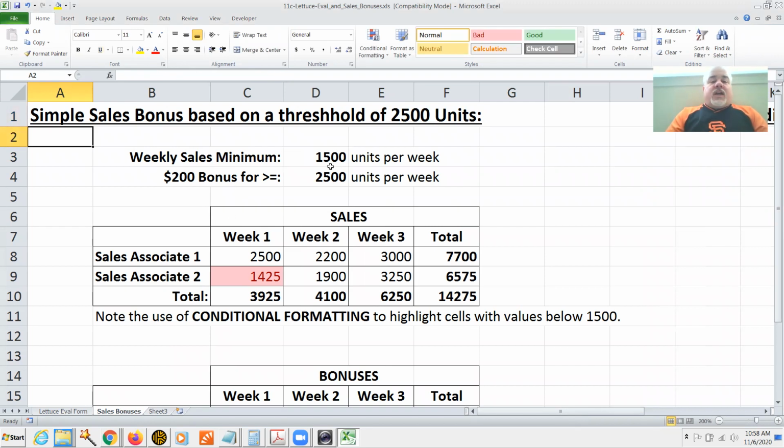So the weekly sales minimum is 1,500 units. For a salesperson to be doing their job, they need to sell 1,500 whatevers a week. And if you get more than 2,500, there's an extra $200 bonus thrown onto your weekly paycheck. So these are raw numbers, just typed in manually. The ones that I have highlighted here.